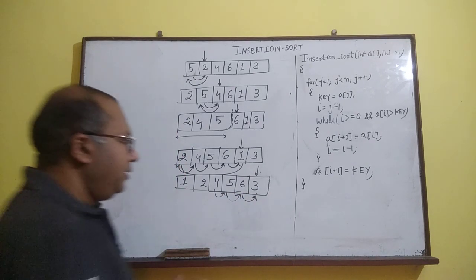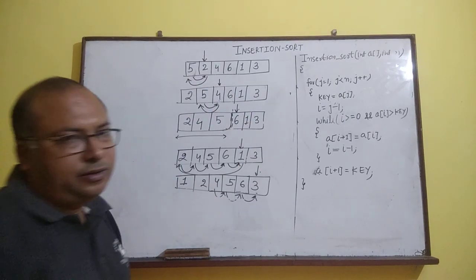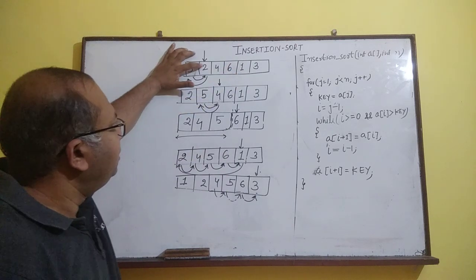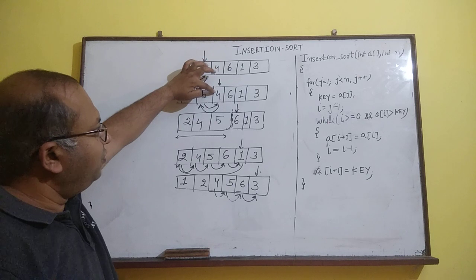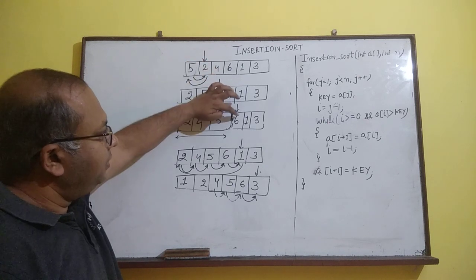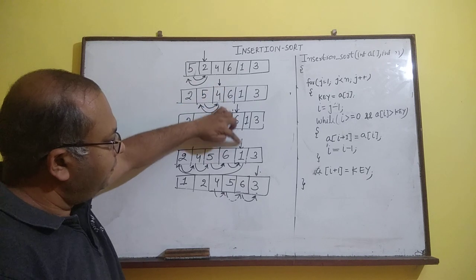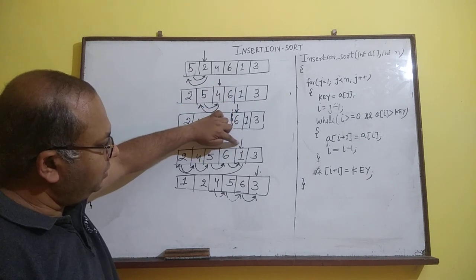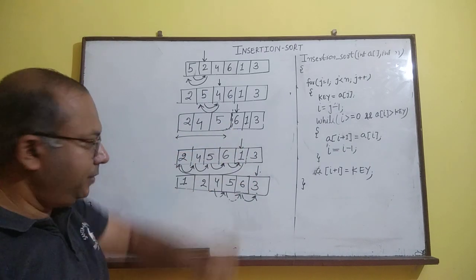The element which we are pointing to will be considered as the key element on each pass. That means in this pass, this 2 was considered as the key element. In this pass, 4 was considered as the key element. In the third pass, 6 was considered as the key element. In the fourth pass, 1 was considered as the key element. And in the last pass, 3 has been considered as the key element.